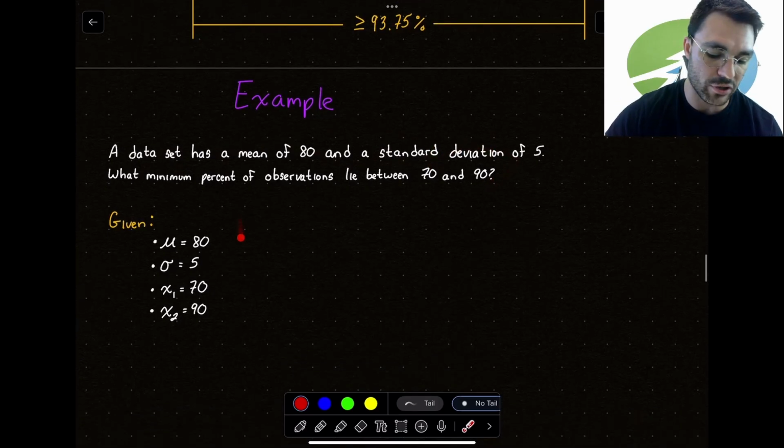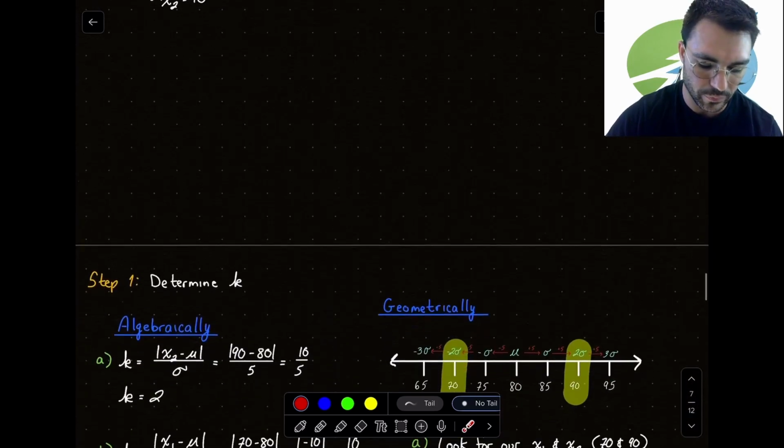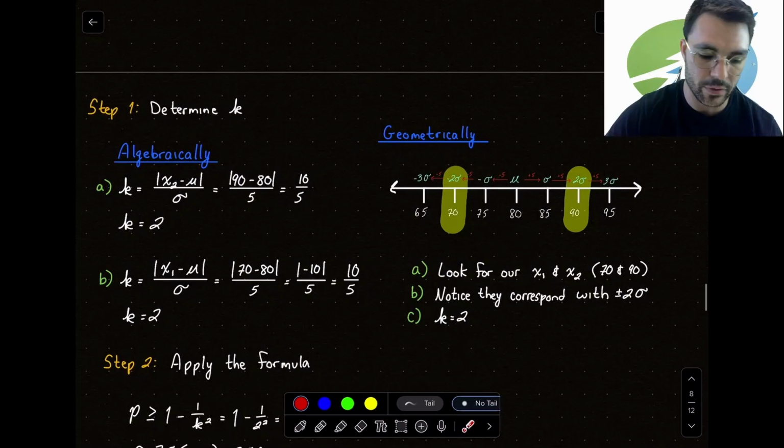All right, so as always, I list our givens. Our mean mu is 80. Our standard deviation is 5. And we're given two x values, so I label them x sub 1 is 70 and x sub 2 is 90. Step 1, determine k.